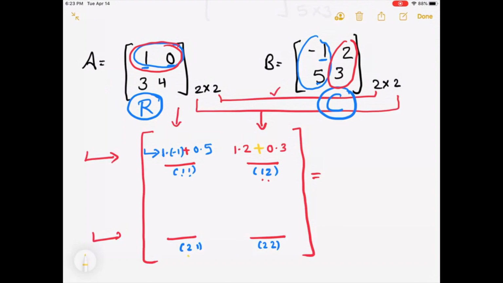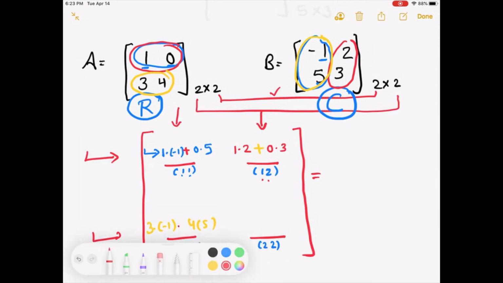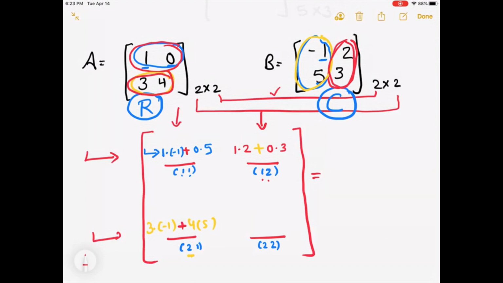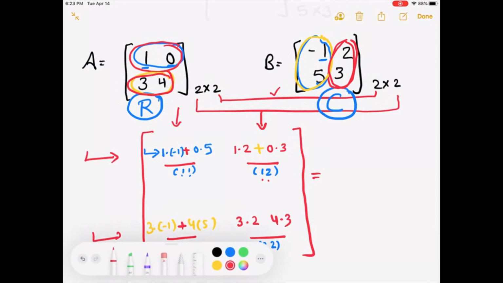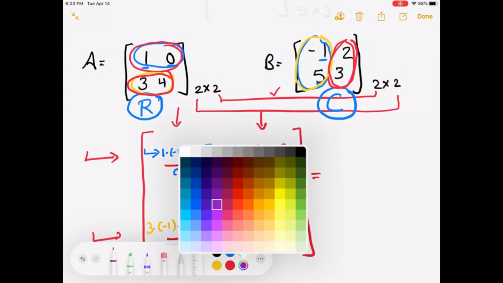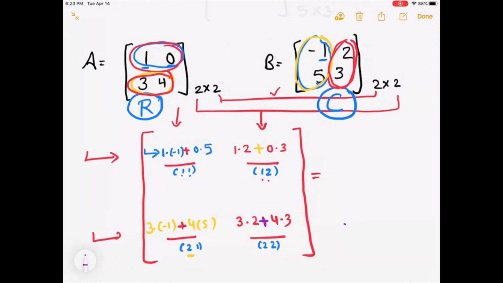Now move on to this one here. I have 2, 1, which means second row and first column. So 3 by -1, 4 by 5, and we add. Last one, 2 by 2 means second row by second column. So 3 by 2, 4 by 3, and we add at the end. So let's say, here you go. Now, the rest is pretty much just simplifying every single one.